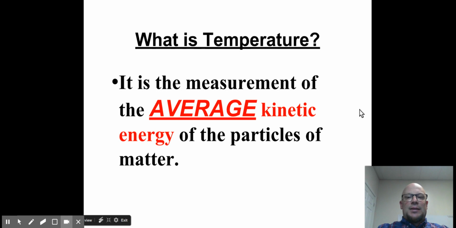So it's not exactly the same as heat, though it is a measurement that we use to tell us how hot something is. But this is average kinetic energy. This part in the red here is really the phrase you're going to need to remember for temperature.